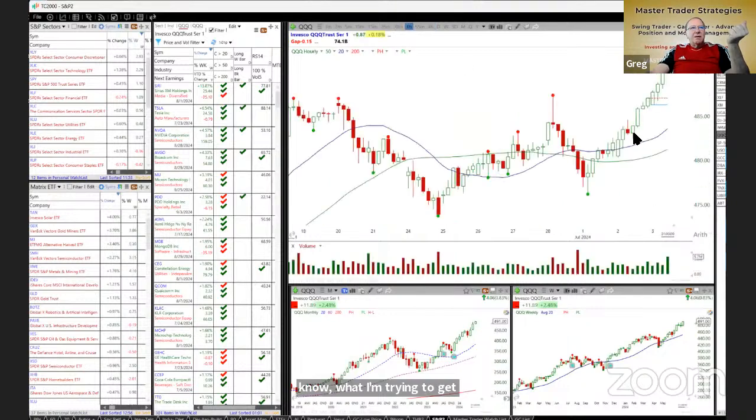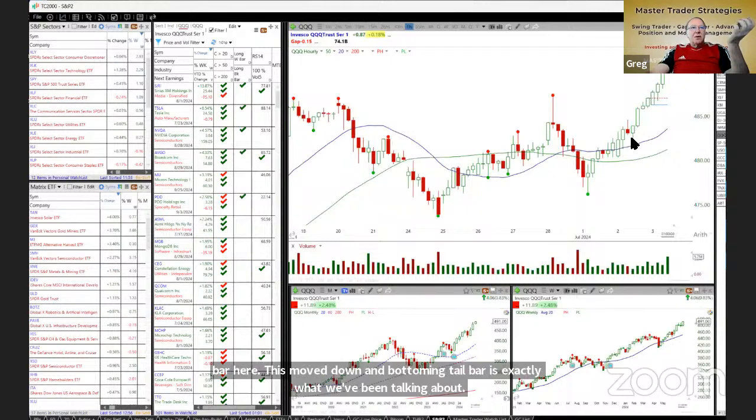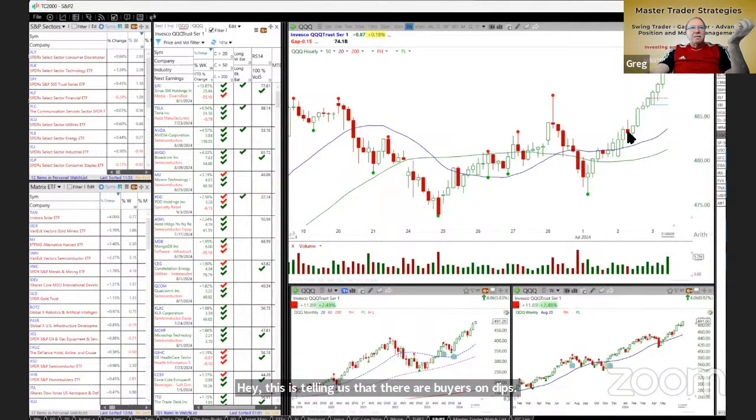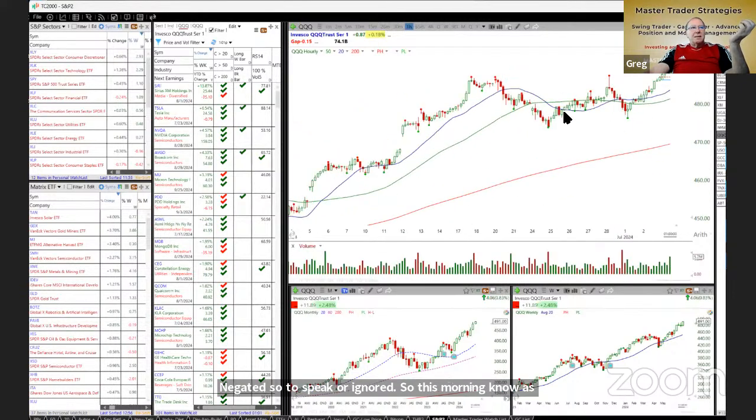This bar here, this move down and bottoming tail bar, is exactly what we've been talking about, right? This is telling us that there are buyers on dips. This topping tail bar is being negated, so to speak, or ignored. So this morning, as this started to move up into all-time highs, just look at this overall pattern here.